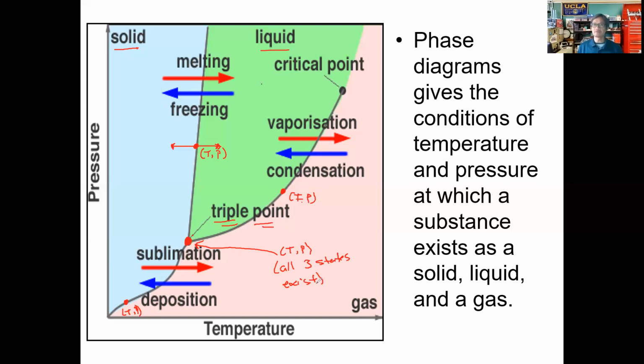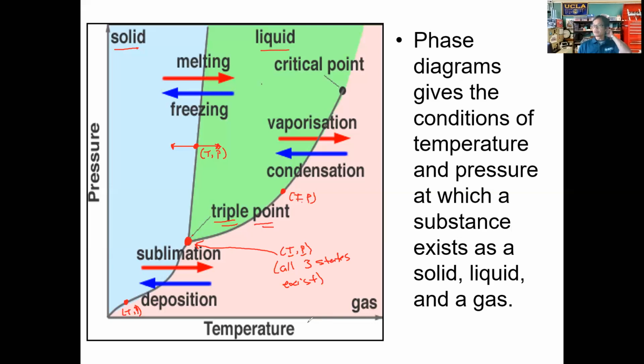That's what we refer to as a triple point, and that is a unique point. That is a unique temperature and pressure for different substances. Different substances will have different triple points, and so that means at a particular temperature and pressure, all three states of that particular substance will exist in equilibrium with one another.